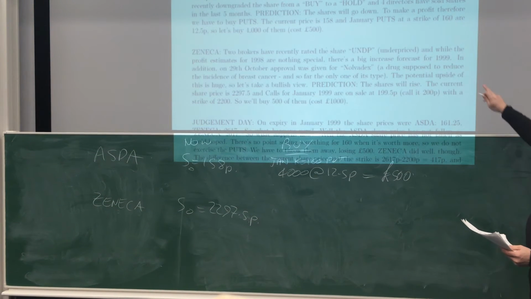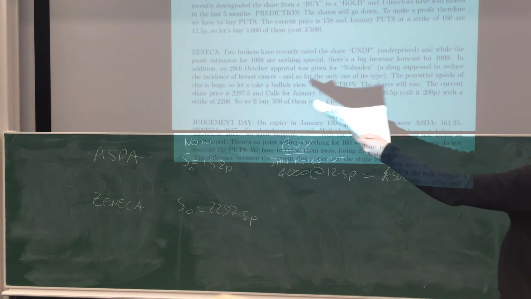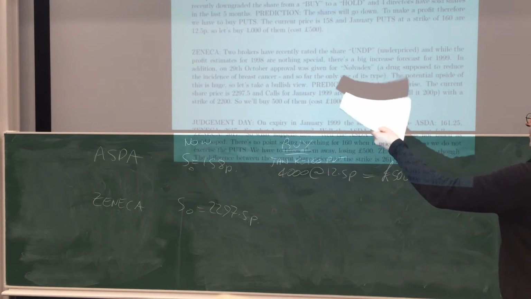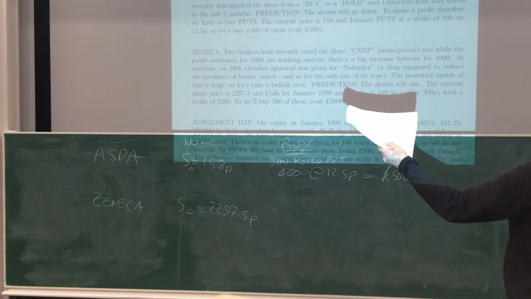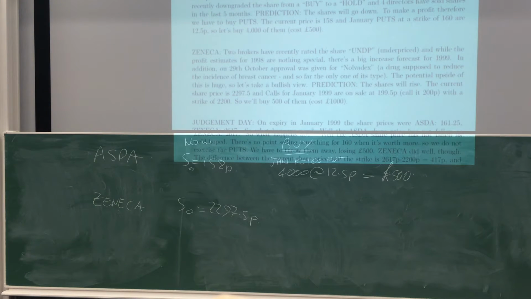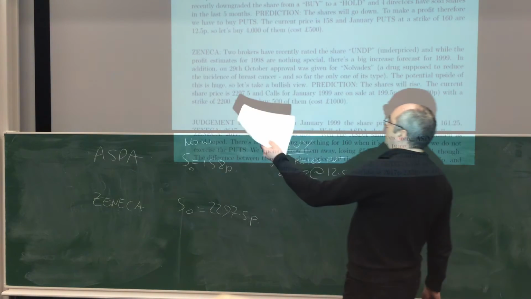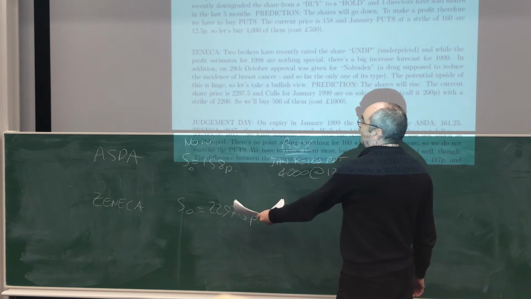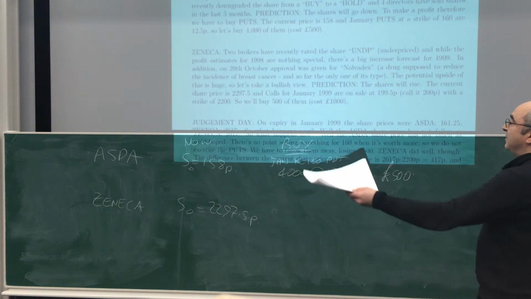On the other hand, let's look at Zeneca. Zeneca reckons it's underpriced. There was some new drug that came on the market back in October. This is quite a good drug apparently. So the prediction is the shares are going to go up. So what am I going to do? Well, the share price is 2297. That's quite a lot actually, 23 pounds nearly for each share.